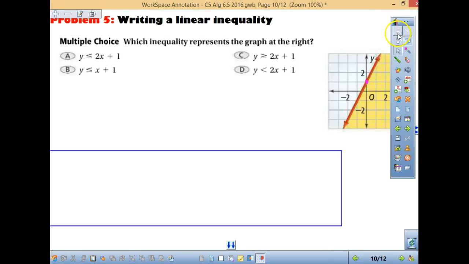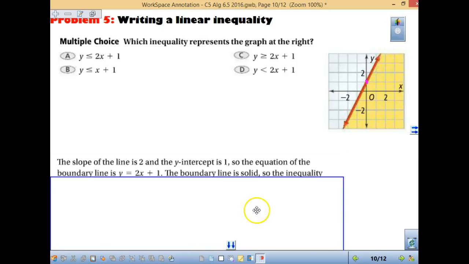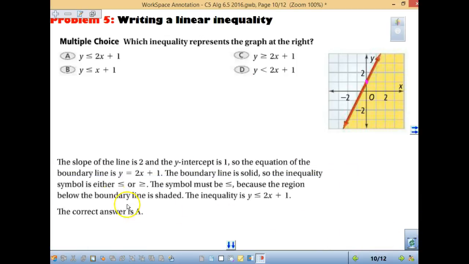So when we are looking at these equations, one of the things I might look at is the slope and the y-intercept, right? So I'm looking for a slope of 2 and y-intercept of 1. So right away I know B can't be my answer, right? I know that D can't be my answer because it's a dashed line, right? So I look at that boundary line. The other thing I'm going to take a look at is, because it is shaded below, it has to be a less or equal.